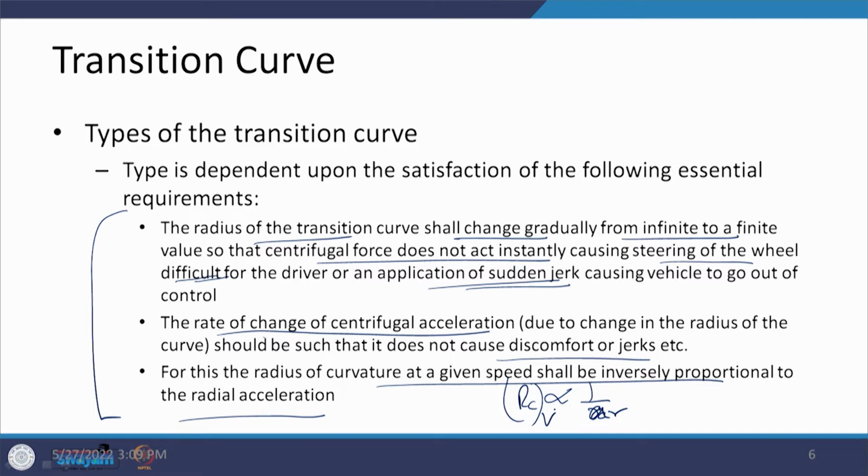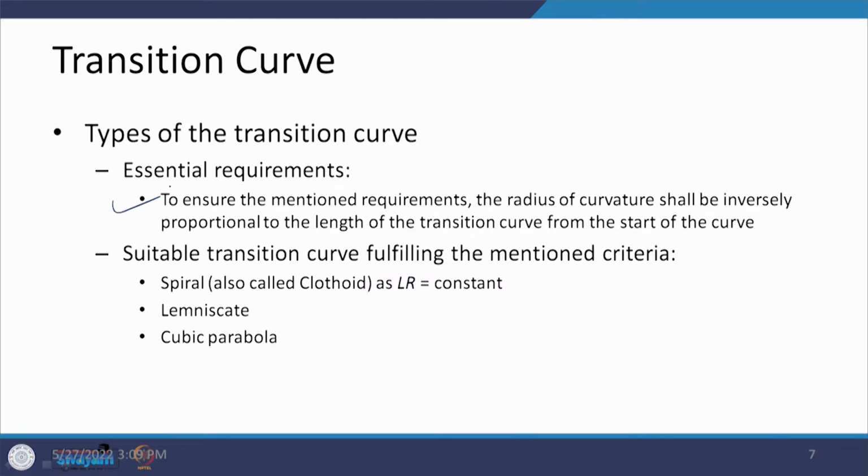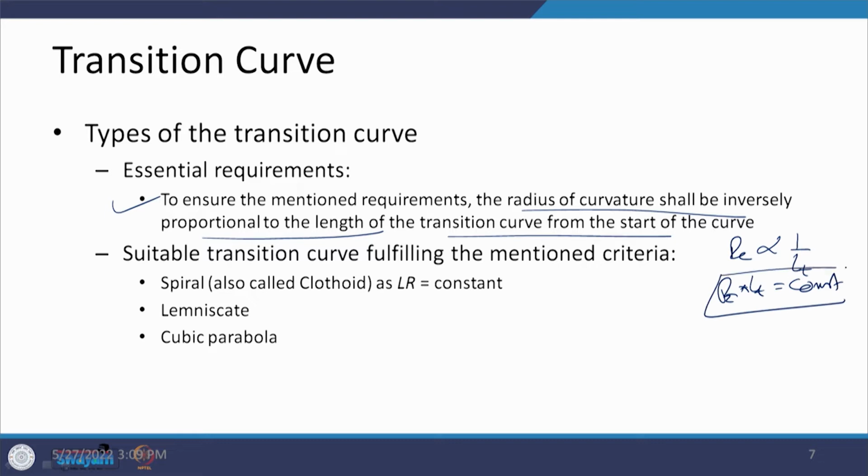And in that line, another thing is that the radius of curvature shall be inversely proportional to the length of the transition curve from the start of the curve. So, what we are saying is that this radius of curvature is inversely proportional to the length of the transition curve, or we can say R c into L t is some constant. So, this becomes one condition which needs to be taken care of.